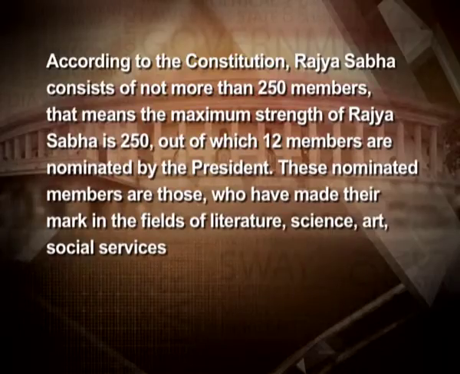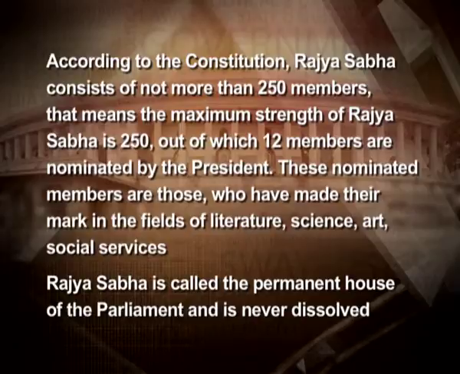According to the Constitution, Rajya Sabha consists of not more than 250 members. That means the maximum strength of Rajya Sabha is 250, out of which 12 members are nominated by the President. These nominated members are those who have made their mark in the field of literature, science, arts, social services, etc. Rajya Sabha is called the permanent house of the Parliament and is never dissolved.